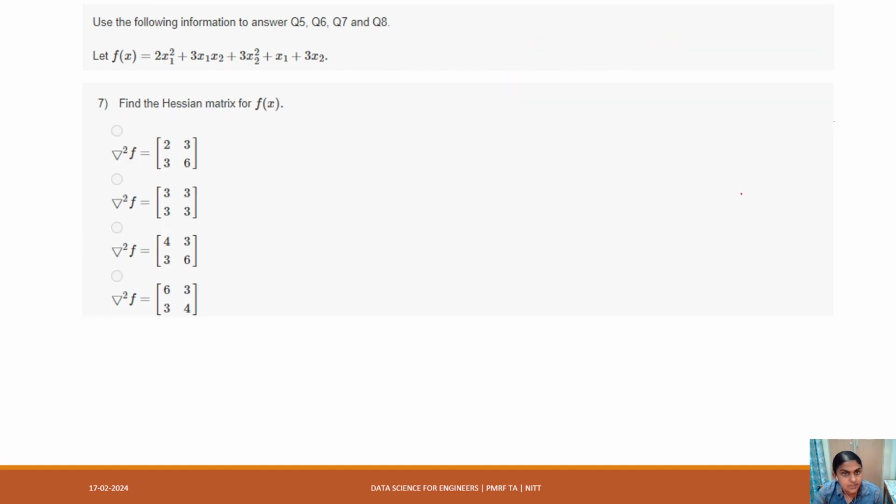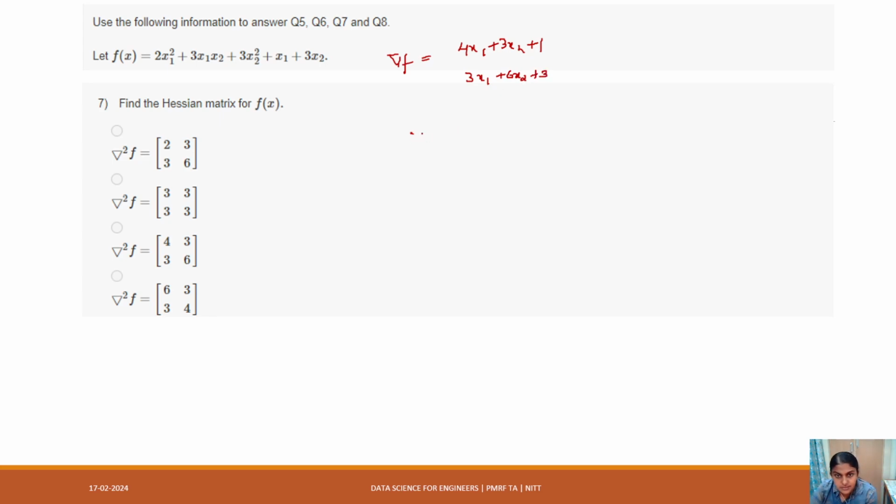Now again, this is another connected question. You have to find the Hessian matrix. So for the Hessian matrix you have to have the del f first, right? So you have the f of x. Now you have got the del f like 4x1 plus 3x2 plus 1 and 3x1 plus 6x2 plus 3.